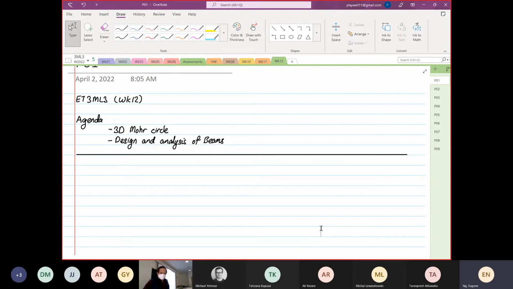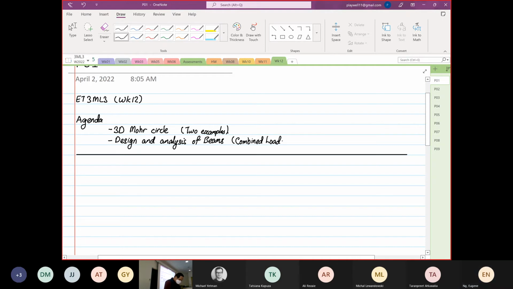Okay, good morning. This is our week 12. I'm going to carry on with 3D Mohr circle. Then we're going to go into a new topic, design analysis of beams. For 3D Mohr circle, we're going to do two examples over here. We have not finished the last one yet. Then we're going to go into design analysis of beams, and we're going to include combined loading. Later on, I will explain what we mean by combined loading.